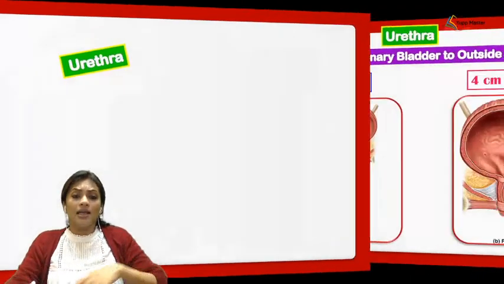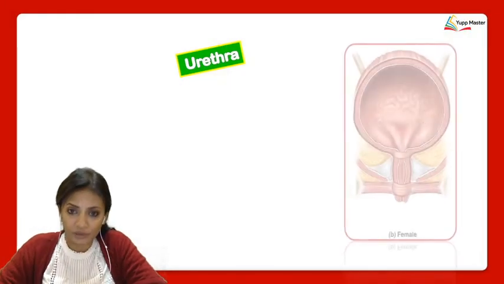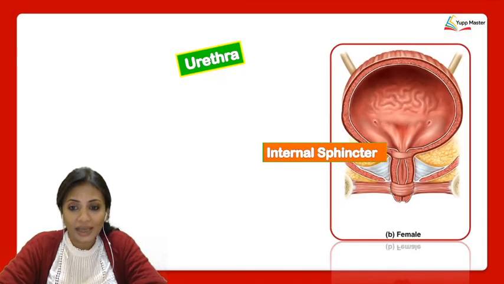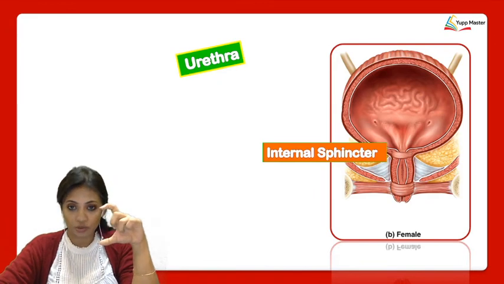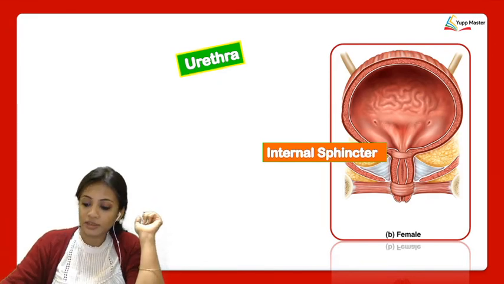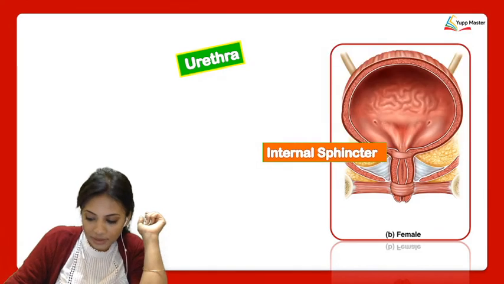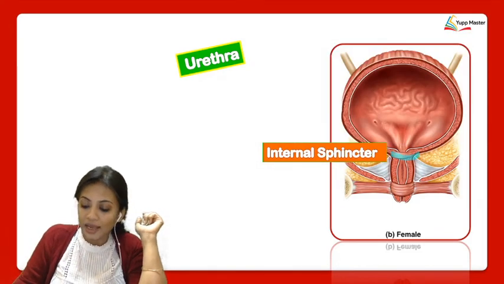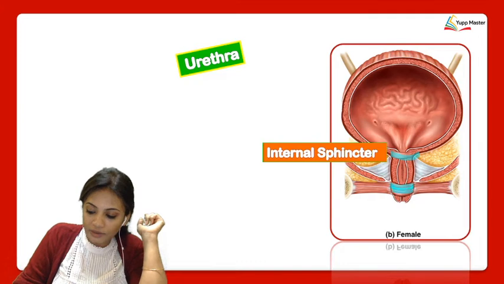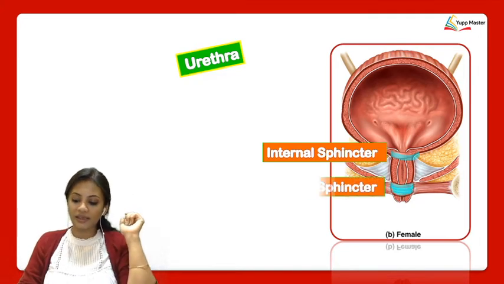Next, when we talk about the urethra, we see that there are two sphincters to this. There is an internal sphincter, as you can see over here. Can I mark this in blue? This is the internal sphincter here, and then there is an external sphincter over here. So basically there are two sphincters.